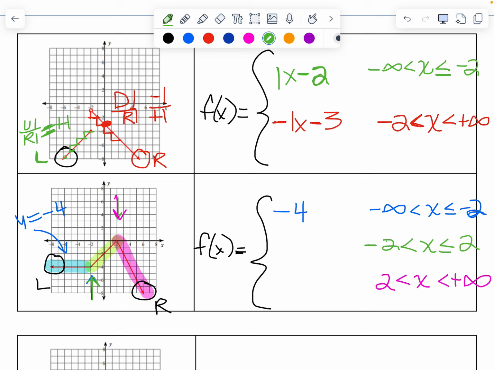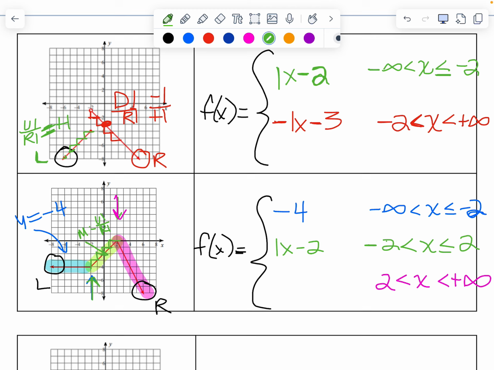For the increasing interval in green, we have to check out the slope, and it looks like every single time we are going up 1 and to the right 1, which would be a positive slope. Does it hit the y-axis? Yes, it does, right there, and that y-intercept is -2. So the green increasing interval is 1x minus 2: a positive slope of 1, and it hits the y-intercept at -2.